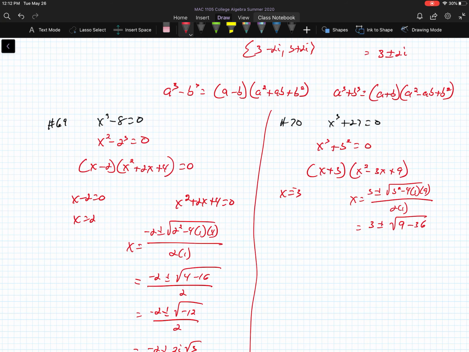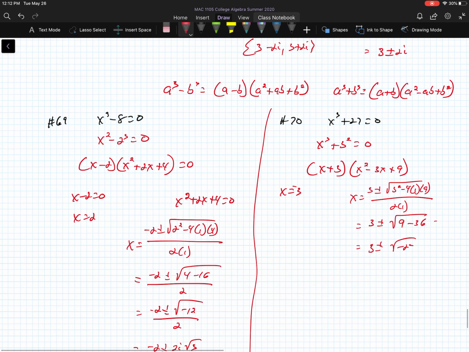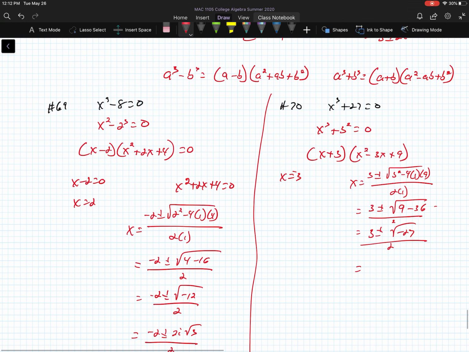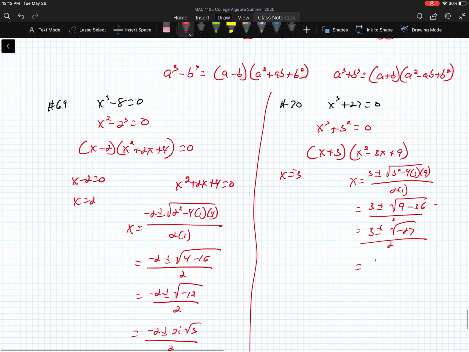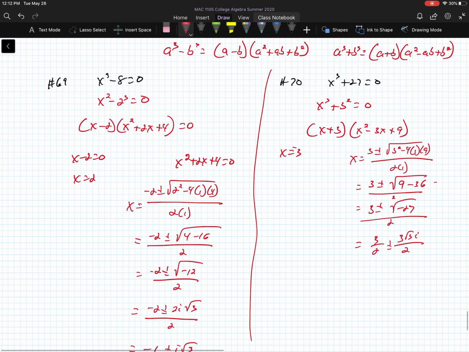So 3 plus or minus the square root of 9 minus 36, which is going to be negative 27, over 2. And so when I do that, what I end up with is 3 over 2 plus or minus 3 square root of 3 i over 2. So when I write it, I got my negative 3. Then I got my 3 over 2 minus 3 square root of 3 over 2 i. And then I got 3 over 2 plus 3 square root of 3 i over 2. Thank you.